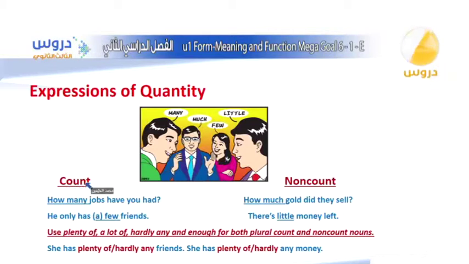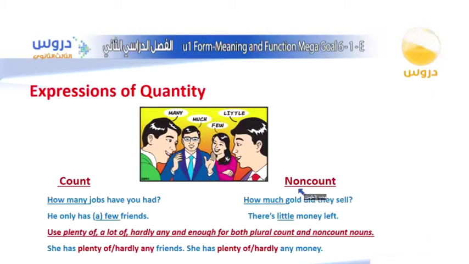So here you can say, how many jobs? Jobs is countable, so we use many. We don't use much. How many jobs have you had? He only has a few friends. Friends, countable. We use few or a few with countable nouns.